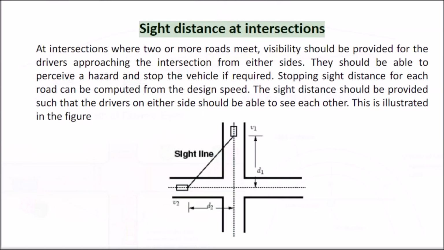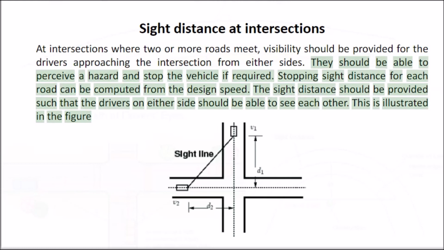Sight distance at intersections. At intersections where two or more roads meet, visibility should be provided for the drivers approaching the intersection from either side. They should be able to perceive a hazard and stop the vehicle if required. Stopping sight distance for each road can be computed from the design speed. The sight distance should be provided such that the drivers on either side should be able to see each other. This is illustrated in the figure.